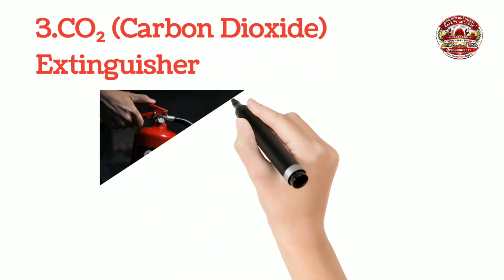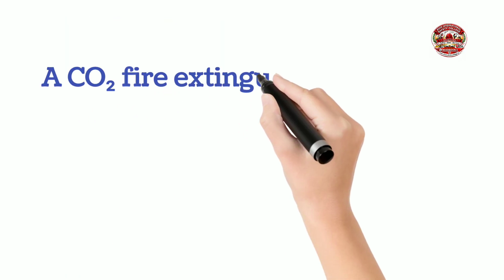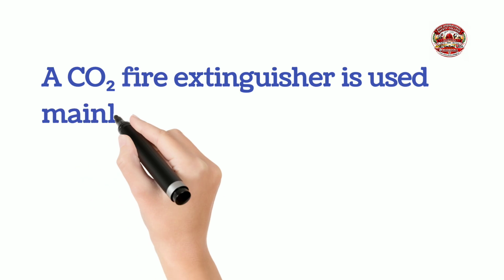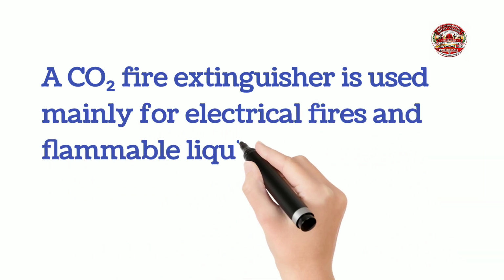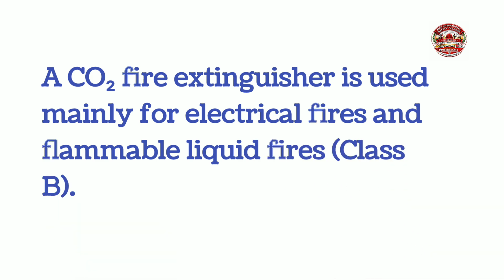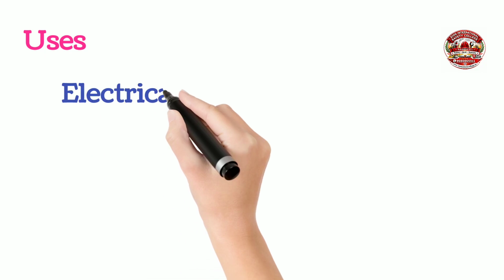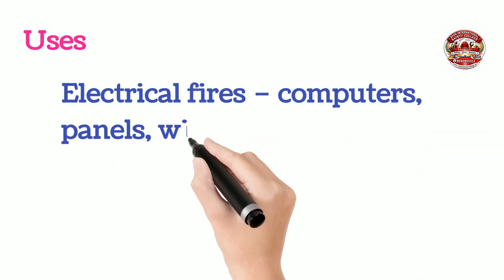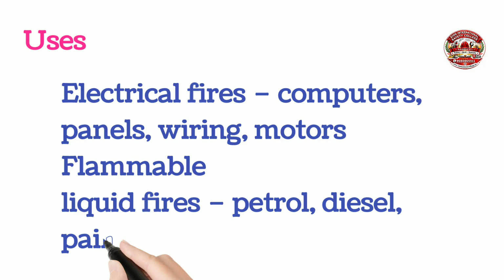CO2, carbon dioxide, extinguisher. A CO2 fire extinguisher is used mainly for electrical fires and flammable liquid fires, Class B. Uses: electrical fires, computers, panels, wiring, motors. Flammable liquid fires, petrol, diesel, paint, solvents.